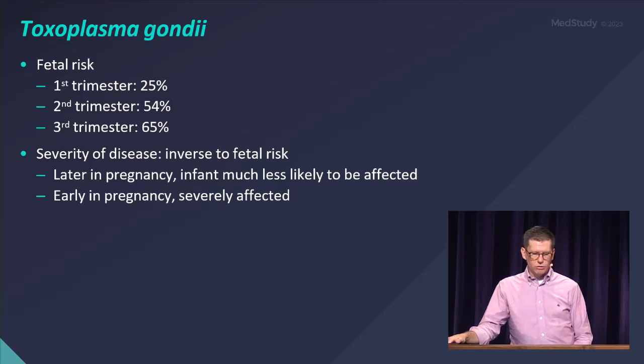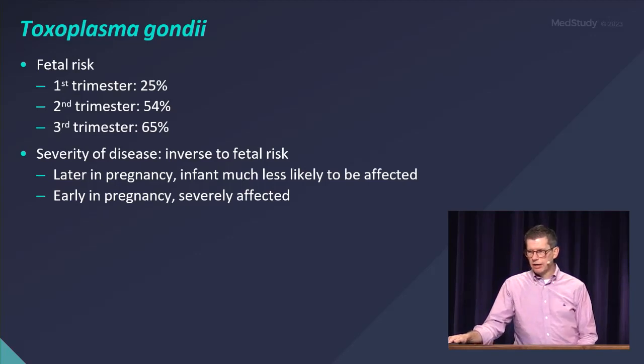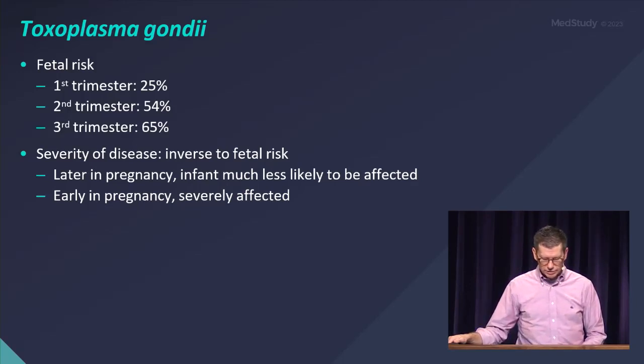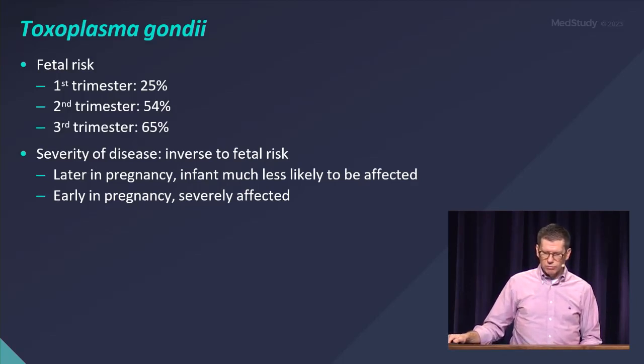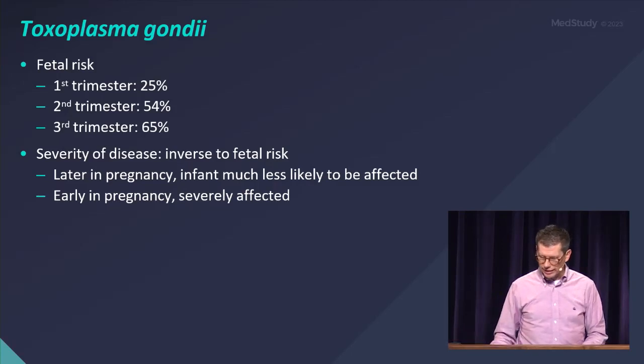The fetal risk is greater the later in pregnancy it is, but also the earlier it is, the more likely you're going to have more severe symptoms. This is similar to rubella. So the later in pregnancy, the infant is much less likely to be affected.